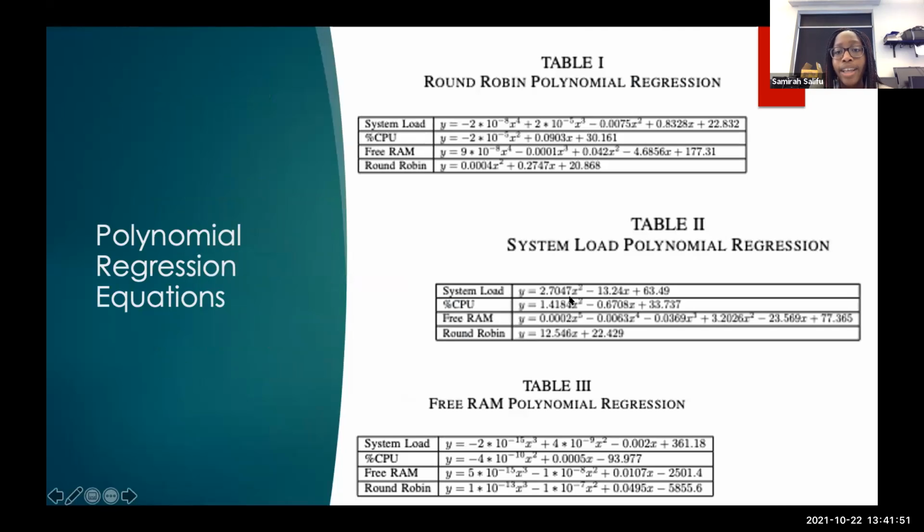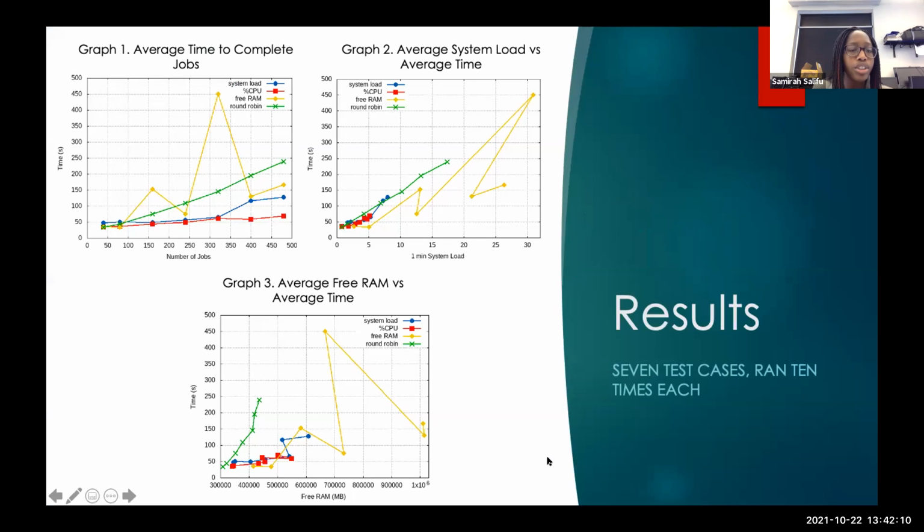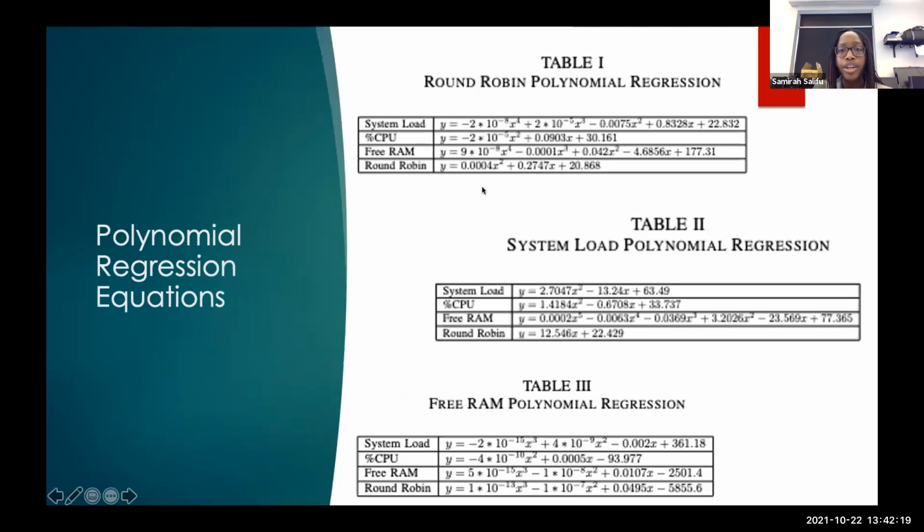Instead, whenever we have x squared or even x cubed, that means that the algorithm is more efficient. So percent CPU, the algorithm that we deemed the most efficient, has x squared for all graphs. And this can be seen whenever we look at the graphs. This is fairly linear, and this one curves a little bit, and that's why it's quadratic, and this one is fairly linear as well. And so the polynomial regression equations support the hypothesis of percent CPU being the most efficient.